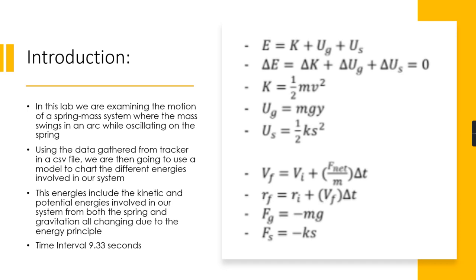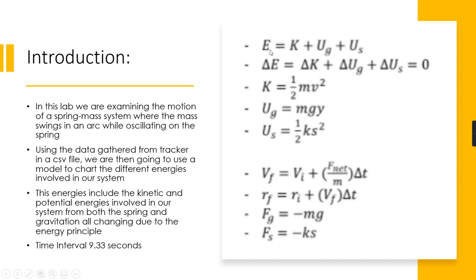Introduction. In this lab we are examining the motion of a spring mass system where the mass swings in an arc while oscillating on the spring. Using the data gathered from Tracker in a CSV file, we are then going to use a model to chart the different energies involved in our system. These energies include the kinetic and potential energies involved in our system from both the spring and gravitation, all changing due to the energy principle. The time interval that this occurred over was 9.33 seconds.